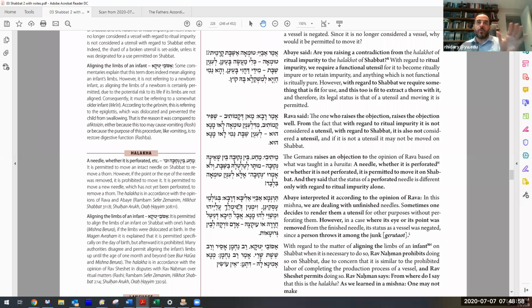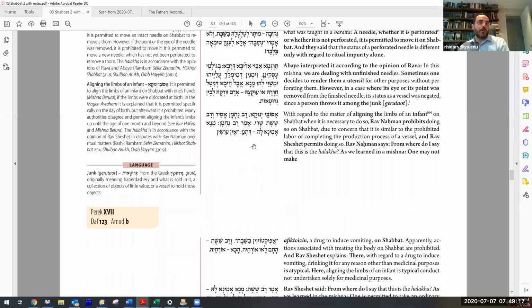If something was broken, it's not a kli anymore, according to Rava, not for Shabbat and not for Tum'ah, and therefore I could not use it to take out a thorn. But if it was not finished and doesn't yet have an eye, then I could say, I consider it complete. I'm using this as a pin, and that would be okay.